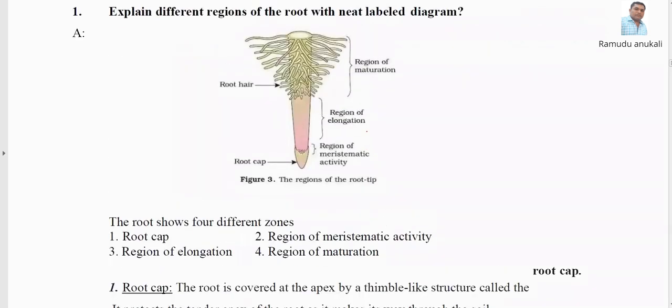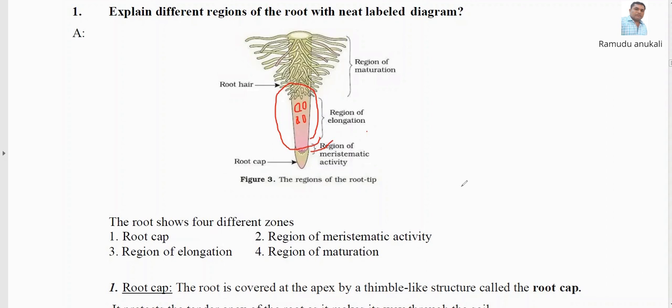So when we have taken the region of meristematic tissue, after that there will be a region of elongation. Here the cells must be elongated. Means all the cells which are present in this region are elongated. Because of elongation, the root will grow.